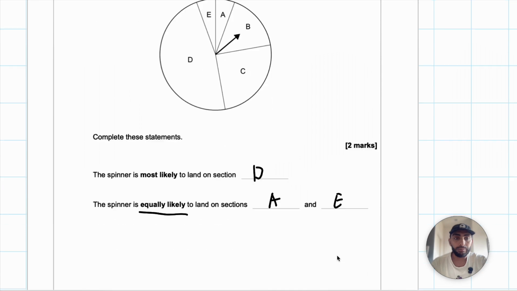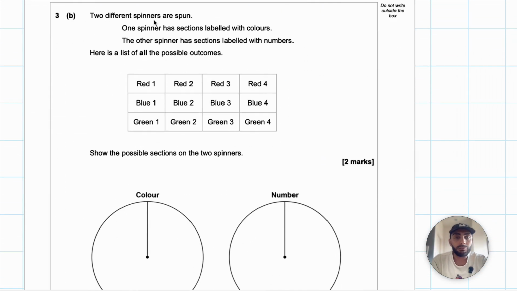So A and E. Part B, 2 different spinners are spun. One spinner has sections labelled with colours. The other spinner has sections labelled with numbers. Here are all of the possible outcomes. We've got red, blue and green for my colours. So R, B and G. And for my numbers, I've got 1, 2, 3 and 4.